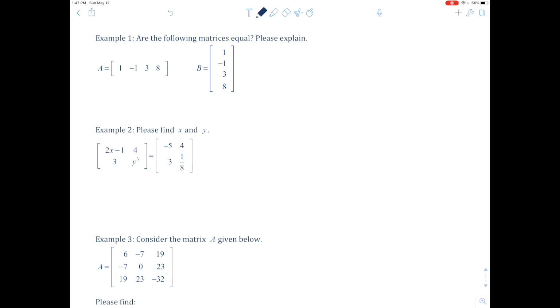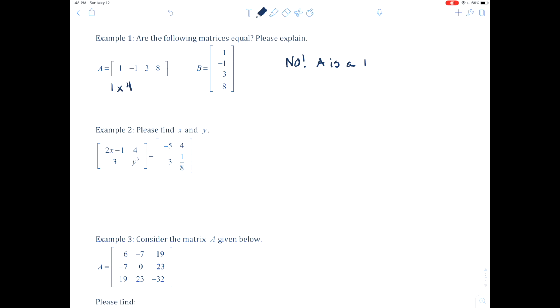So for the first one, are these guys equal? And please explain. What do you think? Well, the entries look kind of the same, but the matrices look totally different, don't they? So good, this would definitely be a no. And the reason for that is because A, it has size, what? A is A. So how many rows does A have? Good. 1 row and 4 columns, right?